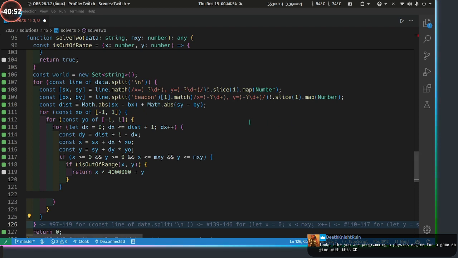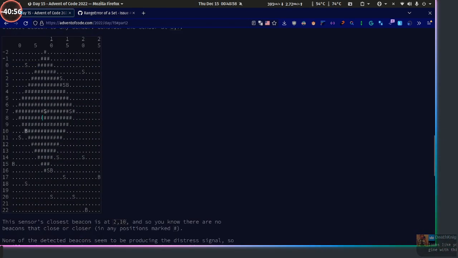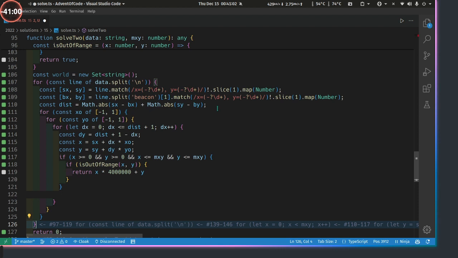Some of them do get close to that, Death Knight. Yeah, I mean, this one's generating diamonds and checking areas and stuff, so it's not too far off.